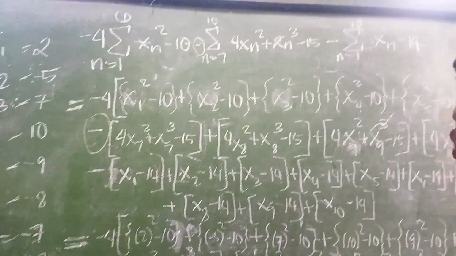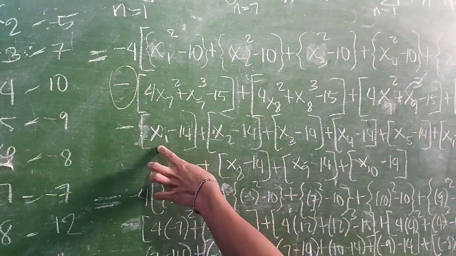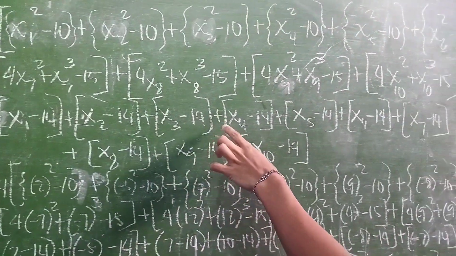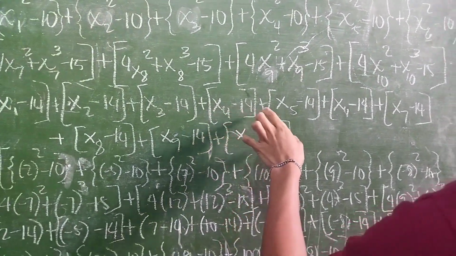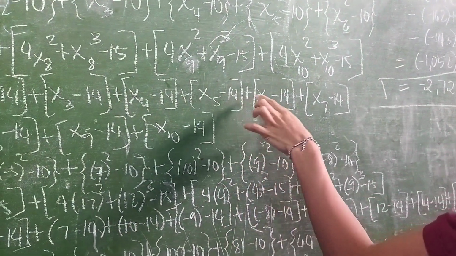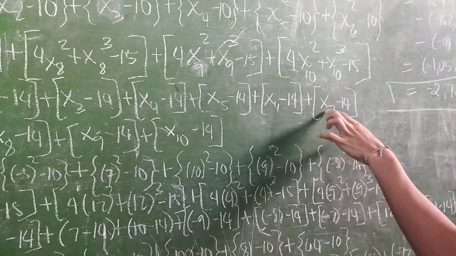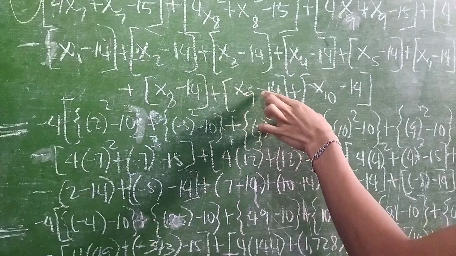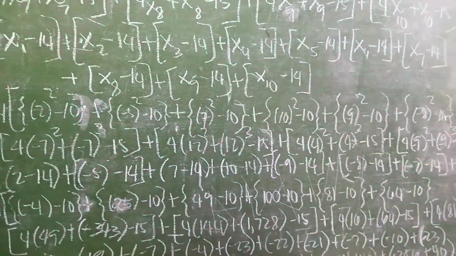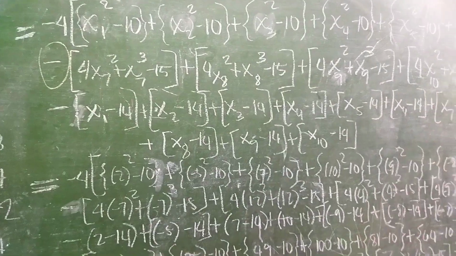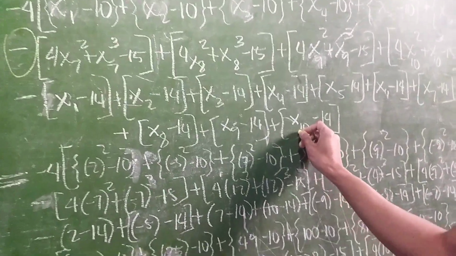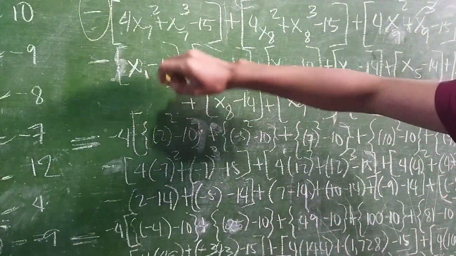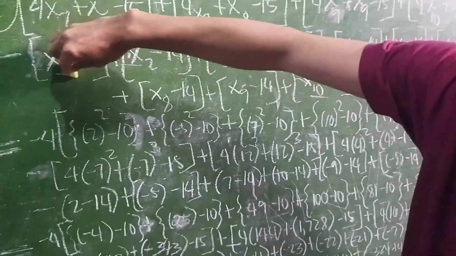So the last summation notation is x sub 1 minus 14 plus x sub 2 minus 14 plus x sub 3 minus 14 plus x sub 4 minus 14 plus x sub 5 minus 14 plus x sub 6 minus 14 plus x sub 7 minus 14 plus x sub 8 minus 14 plus x sub 9 minus 14 plus x sub 10 minus 14. So just like what we did earlier, the last term of the third summation notation is 10. So it will end in 10. And in the first summation, the lower term is 1 here.